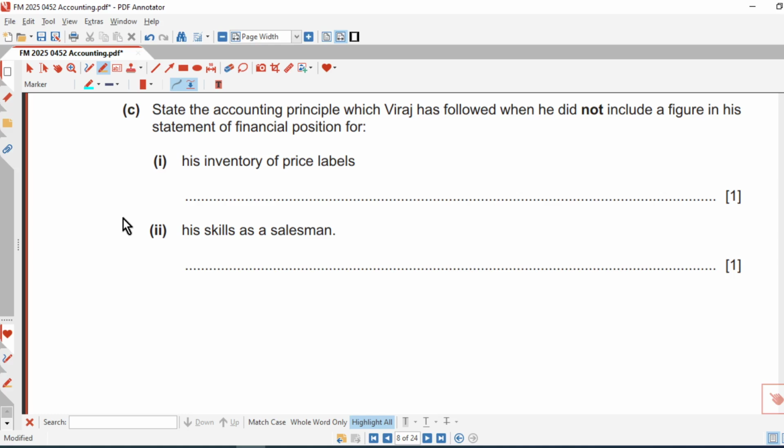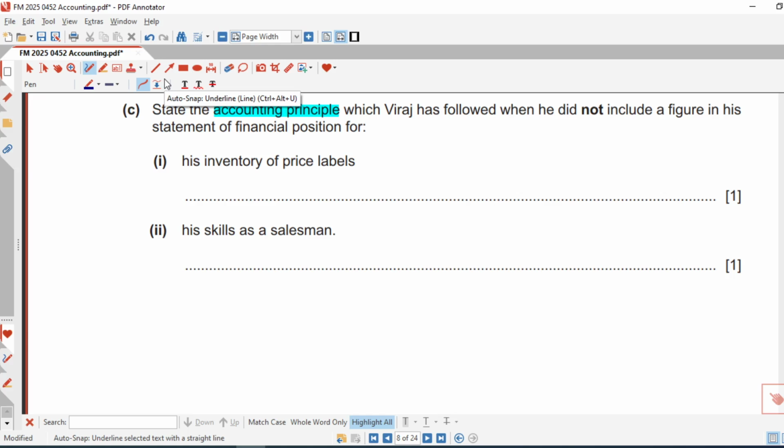Your 2 marks could be critical. So state the accounting principle which Viraj has followed when he did not include a figure in his statement of financial position for, number one, his inventory of price labels, right? The price tags that you see. And number two, his skills as a salesman.